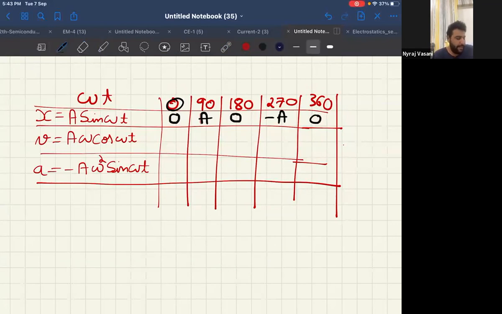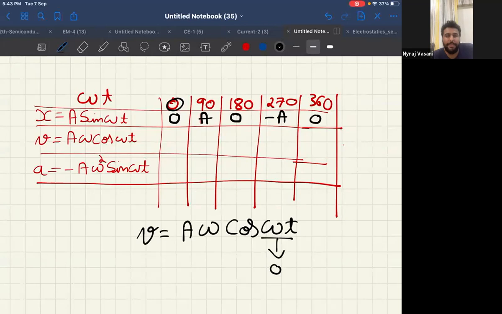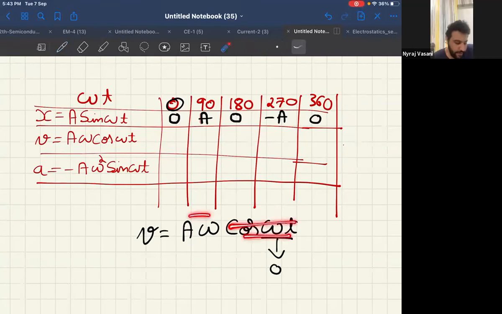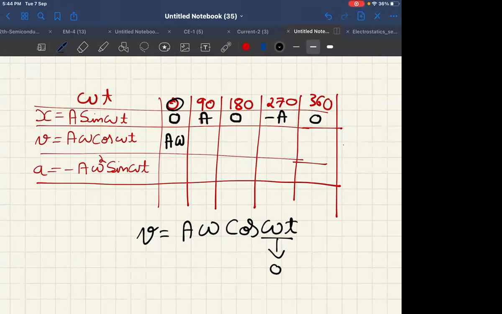Now, similarly, can I fill the value for V? What is V equal to? A omega cos omega t. Now put omega t equal to 0. Tell me what happens. Cos 0 will become 1. Therefore, I am left with A omega. Therefore, I will get A omega, and for 360 also A omega.